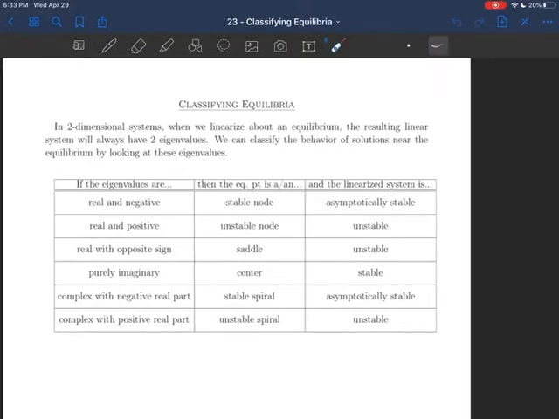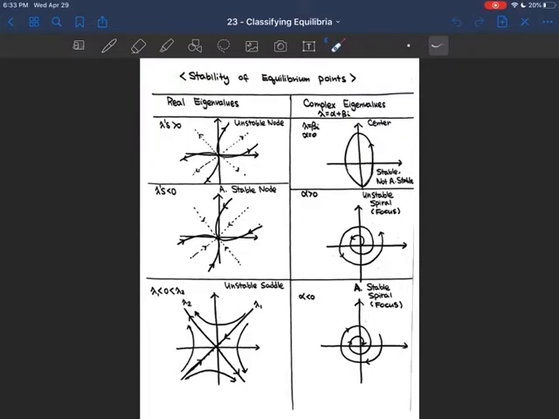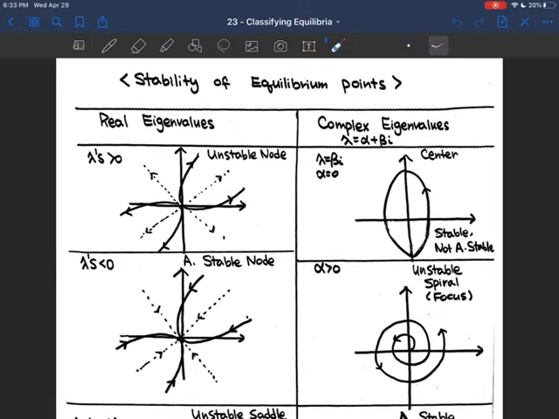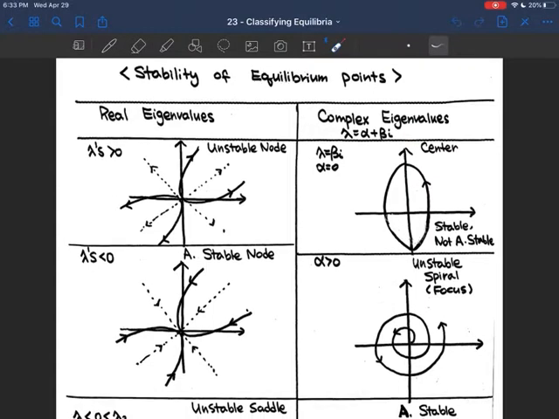So complex eigenvalues with negative real part get us a stable spiral, everything spiraling in toward the equilibrium, and complex eigenvalues with positive real part give us an unstable spiral, things moving out from the equilibrium in a rotational way. All right, so let's have a picture of some sample systems of what this looks like.